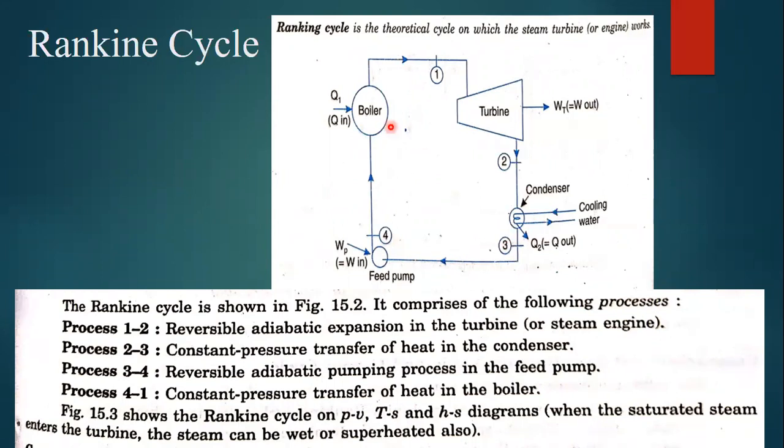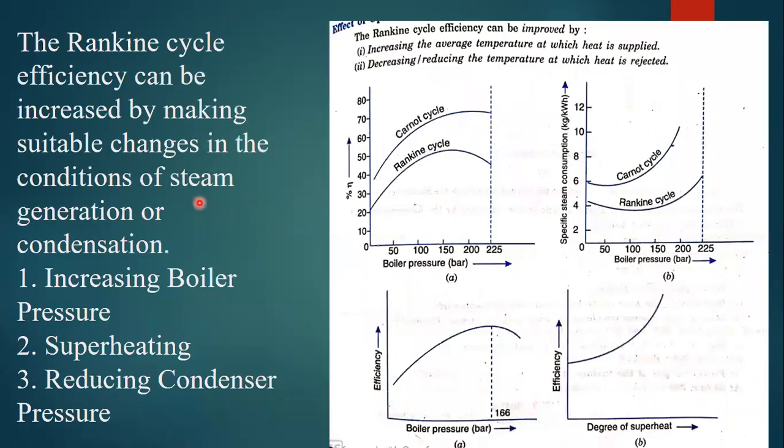So how can we achieve this? That means, how can we give higher average temperatures at the boiler, or how can we decrease the temperature at the condenser? So there are three processes we are going to have: suitable changes in the conditions of the steam generation or condensation. These two can be achieved with the help of these three things.